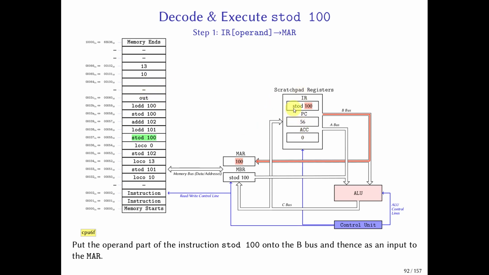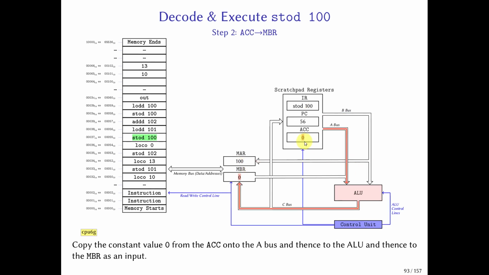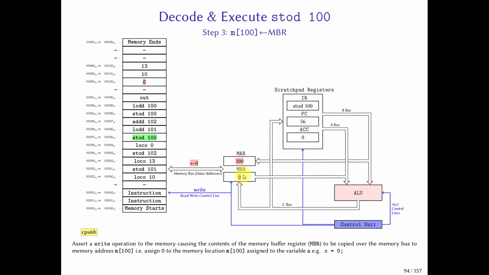So you can see that as before, the control unit of the CPU looks at the machine code instruction inside the instruction register and breaks it into two components, the operator, which is stod, and the operand. On the basis of its examination of the operator, it then carries out the necessary steps to execute the instruction. The first part is to take the operand, which is 100, copy it into the memory address register, and then take the value of the accumulator and put that into the memory buffer register.